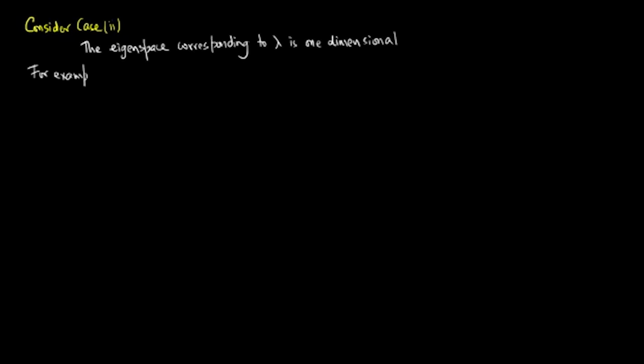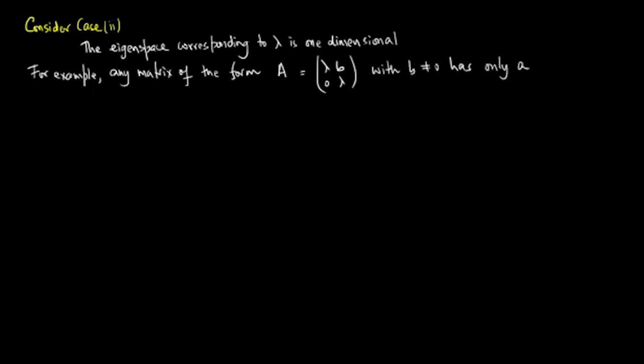And now let us consider case 2. The eigenspace corresponding to lambda is one-dimensional. So for example, any matrix of the form A equal to lambda b, 0 lambda, with b not equal to 0, has only a one-dimensional eigenspace. In fact, we request that you show this is true as an exercise.